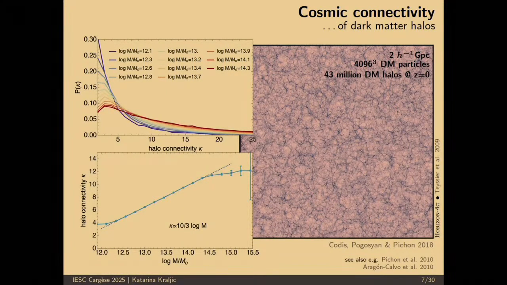So here are shown some measurements made in this very large n-body simulation. The main point is that this connectivity is correlated strongly with the mass of the halo. So the more massive halos have higher connectivity, meaning that these massive halos tend to be connected to more filaments. And this is perfectly in agreement with the prediction for Gaussian random fields, where the connectivity is also seen to depend on the height of the peak in the underlying density field. So this is something that is expected.